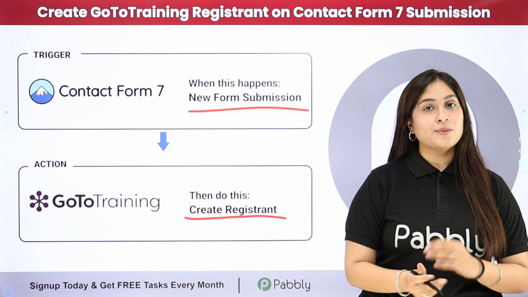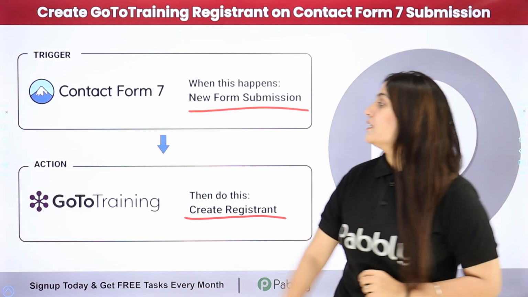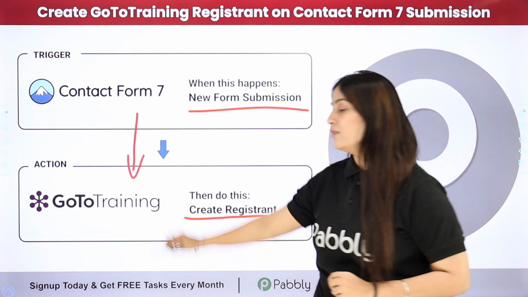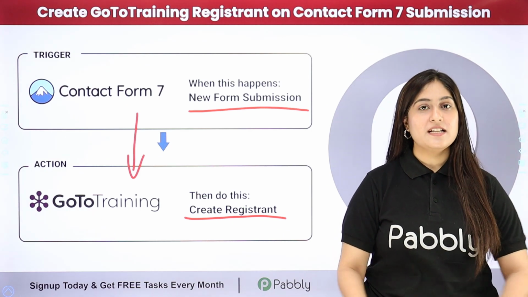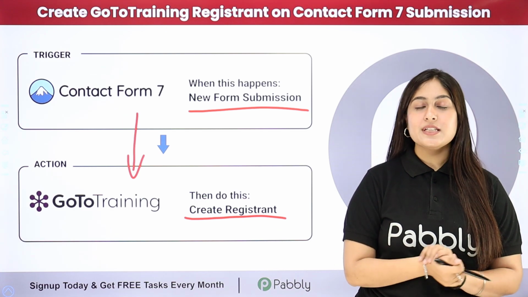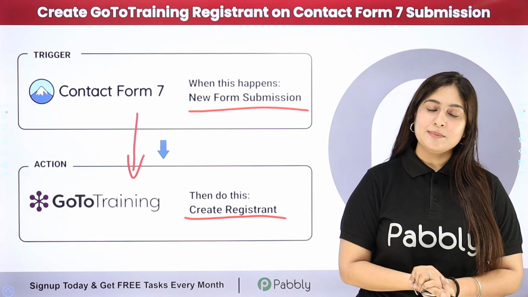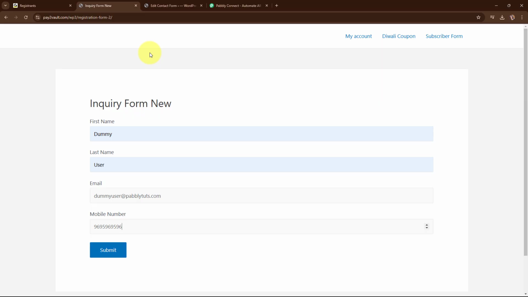To automate the entire process, I need to connect my Contact Form 7 with my GoToTraining account using an automation software named Pabbly Connect. So to see the working of this automation and to learn this process step by step, let me take you to my screen. Welcome to my screen.